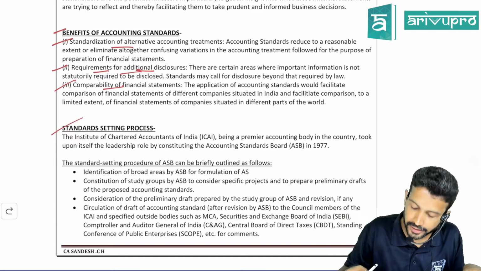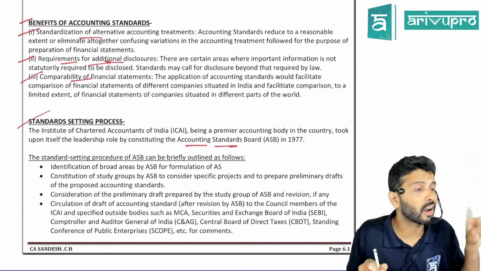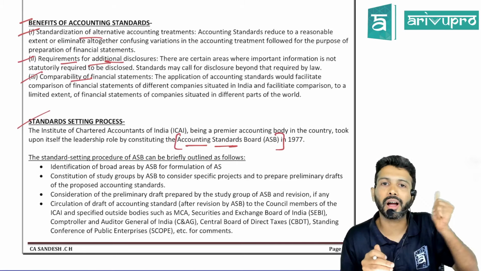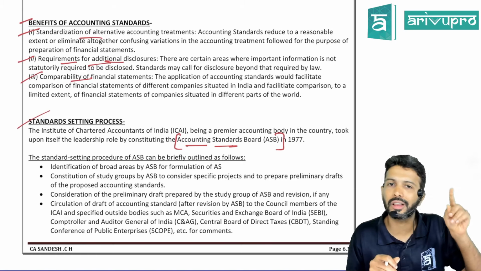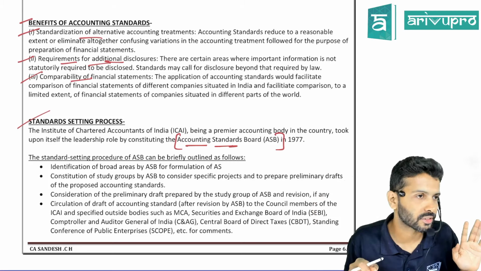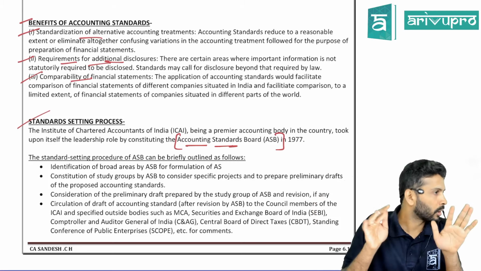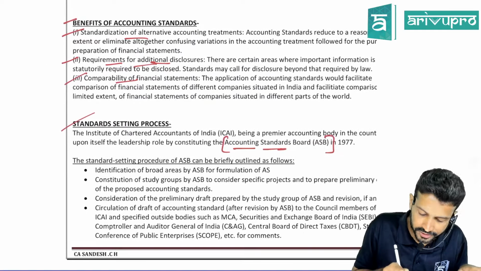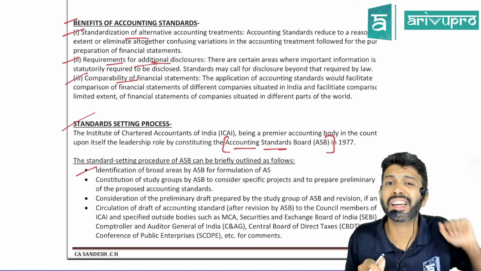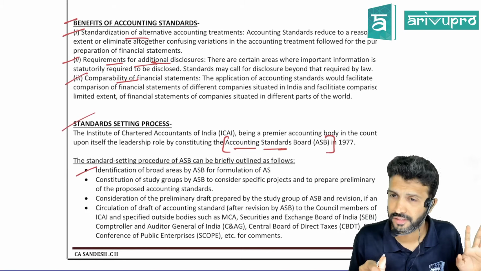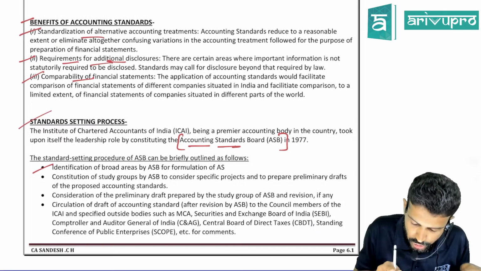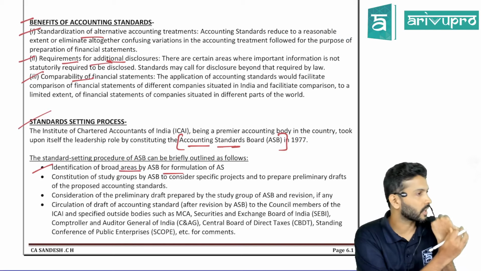So for accounting standards, they have set up one body or board called the Accounting Standards Board. Our ICAI has set up one board called Accounting Standards Board, or we popularly call that ASB. That ASB formulates the standards. They have taken the lead in forming the standards. So how the standard setting process works is, first this ASB group will identify for which area you need to make a standard. That is their first job. Identify the broad areas for which an accounting standard is required.